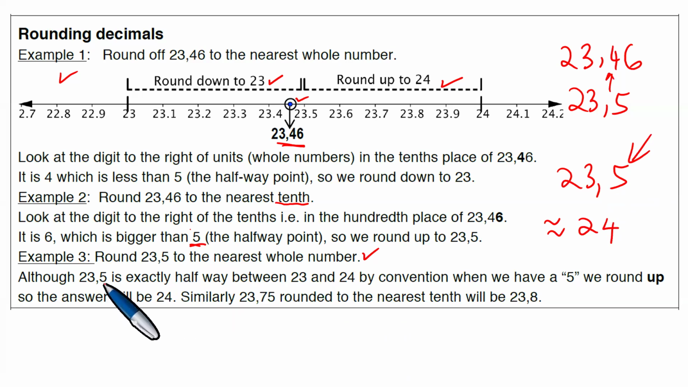Okay, so we're saying 23,5 is exactly halfway between 23 and 24. By convention, we have a 5. We round up, so the answer will be 24. Similarly, 23,75 rounded to the nearest tenth will be 23,8. So this one is going to increase 7 by 1, 23,8. Okay. And this is sort of the convention, sort of the rule. We move on.